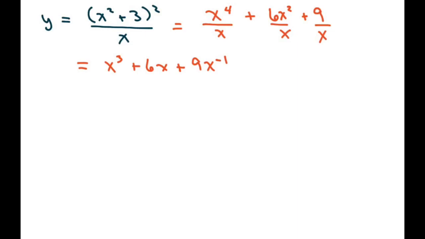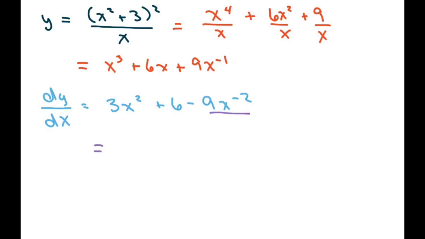Okay, now we can differentiate y with respect to x. And we're going to get 3x squared plus 6 minus 9x to the negative 2. And the only thing we have to do now is simplify that piece because we don't want negative exponents.